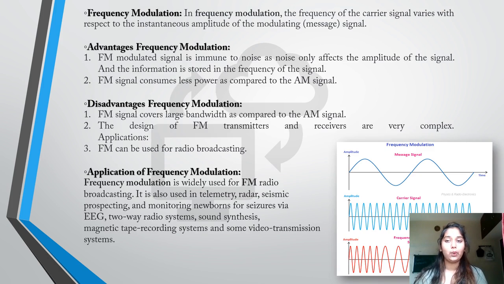What is frequency modulation? In FM, the frequency of the carrier signal varies with respect to the instantaneous amplitude of the modulating signal. Advantages of FM: an FM modulated signal is immune to noise, as noise only affects the amplitude of the signal and the information is stored as the frequency of the signal. What are the disadvantages of FM? An FM signal covers a large bandwidth as compared to an AM signal. The design of FM transmitters and receivers is very complex. Applications of FM: FM is used widely in FM radio broadcasting.